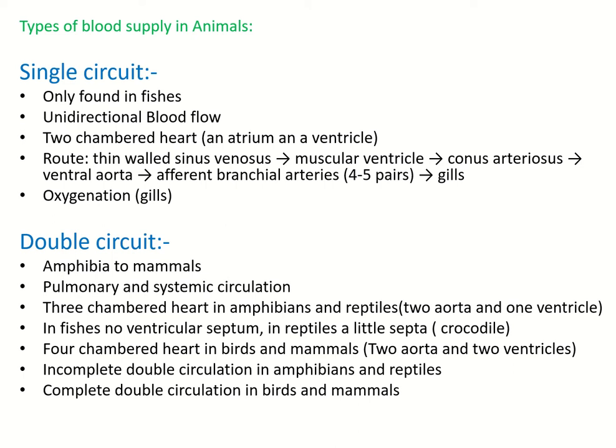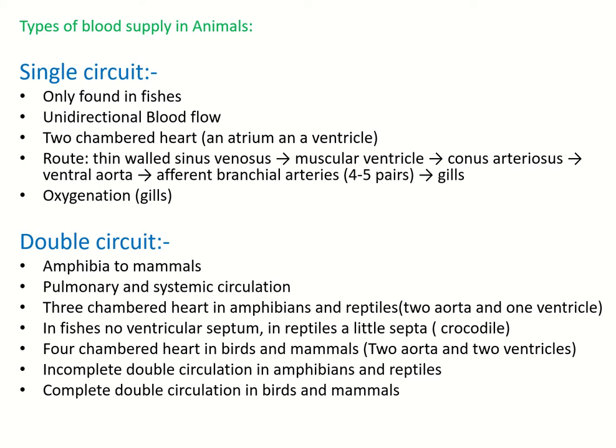Single circuit circulation is mostly found in the body of fishes. The flow of the blood is unidirectional, means always the blood flows from one organ to another. No organ receives the blood twice in its flow. The heart of the fish is two-chambered, an atrium and a ventricle.